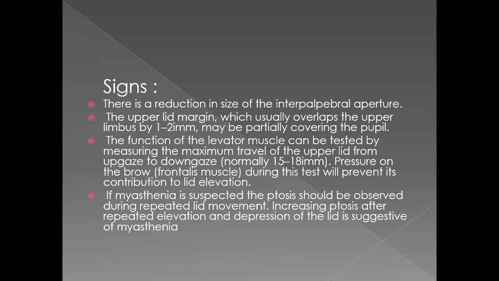What I told you just now: ask the patient to look straight ahead and measure the degree of ptosis with your scale. We just need a small scale. Once you find out the degree of ptosis, ask the patient to look up for 5 to 10 minutes, and again re-measure the degree of ptosis. If you find a difference in both readings, then the patient is suspected to have ptosis. But if there is no difference in the reading, you can exclude ptosis.